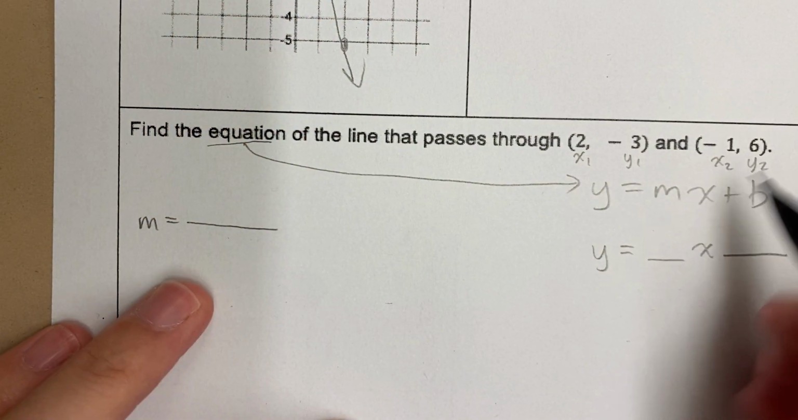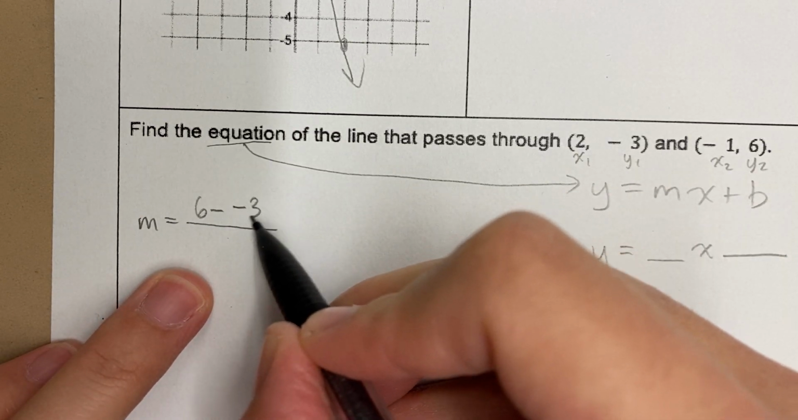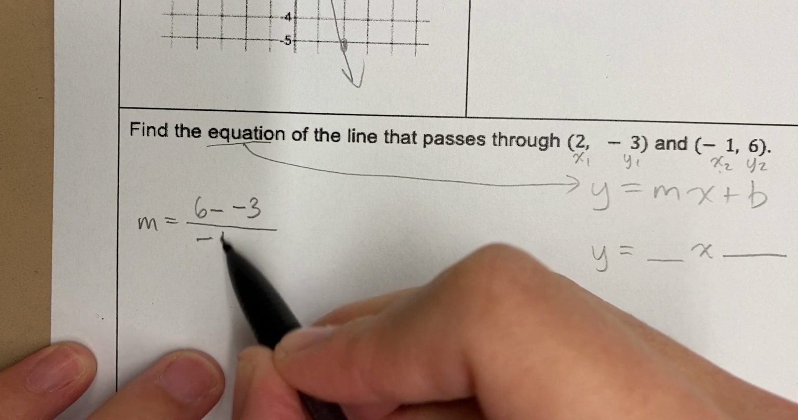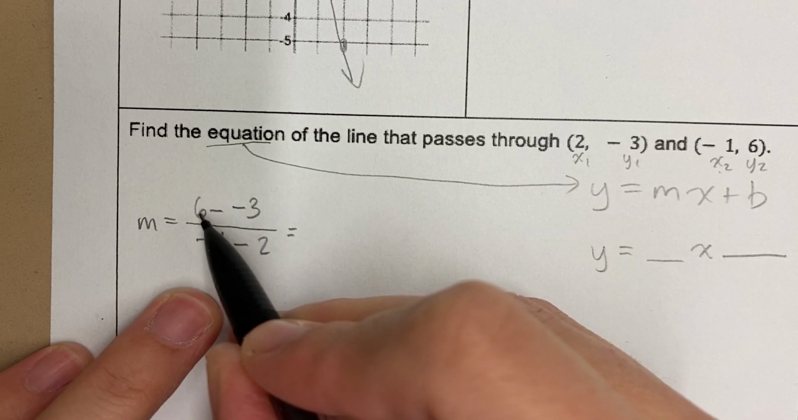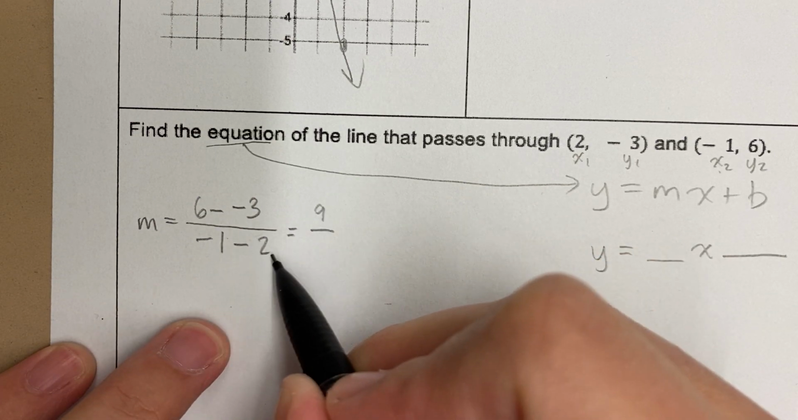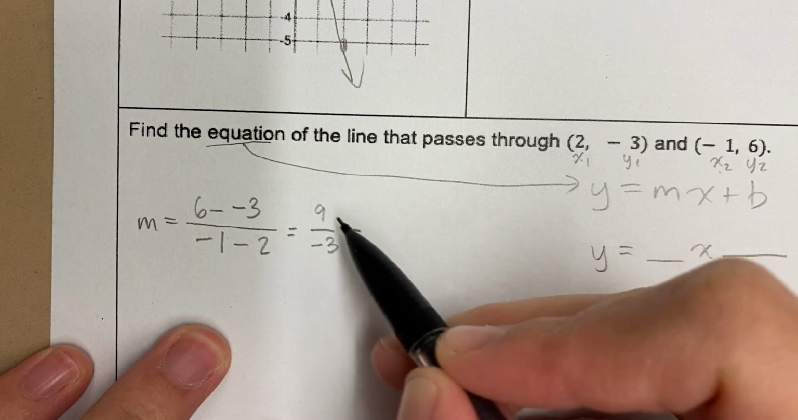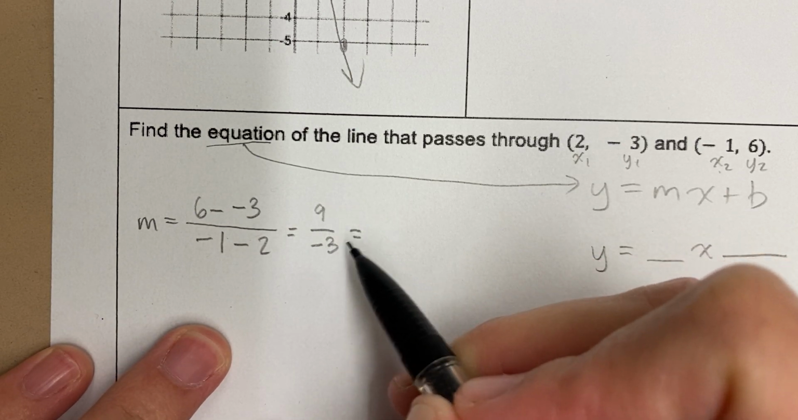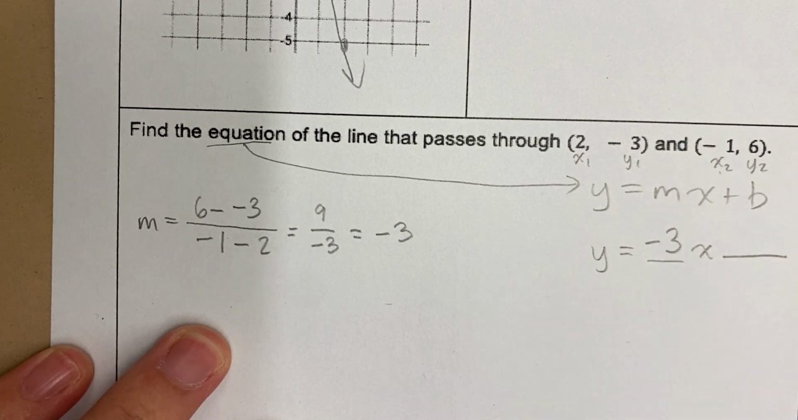So here's y2 minus y1 over x2 minus x1. This becomes plus, this is 9 over negative 1 minus 2, that's 1 negative, 2 more negatives, that's 3 negatives. I notice this divides evenly. 9 divided by negative 3 is negative 3. So my slope is negative 3.